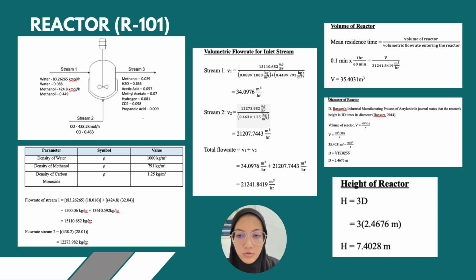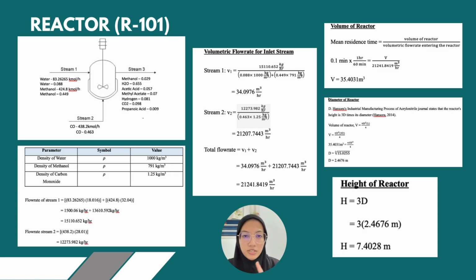And same goes to stream 2. We times the carbon monoxide composition with the molecular weight of carbon monoxide, and then we get the flow rate for stream 2. And then in order to find the volumetric flow rate for inlet stream, which is stream 1 and stream 2, the flow rate, which is the flow rate for stream 1 and also stream 2, we divided it with the composition times with the density of that component in order to get the volumetric flow rate.